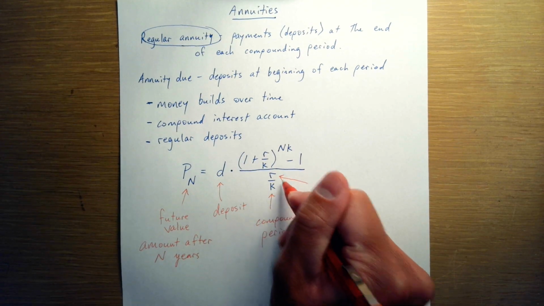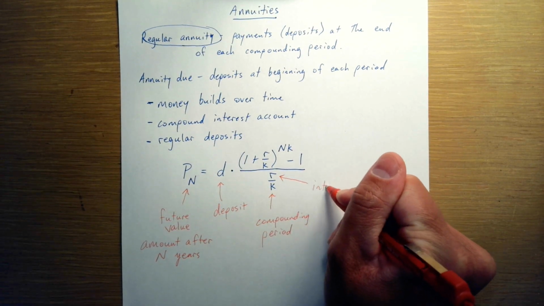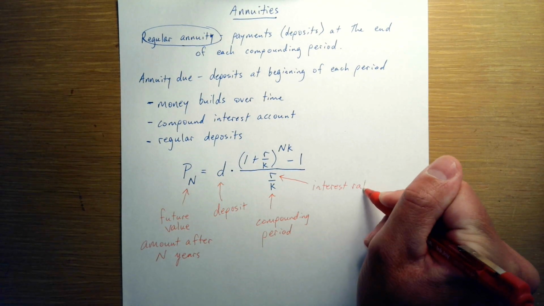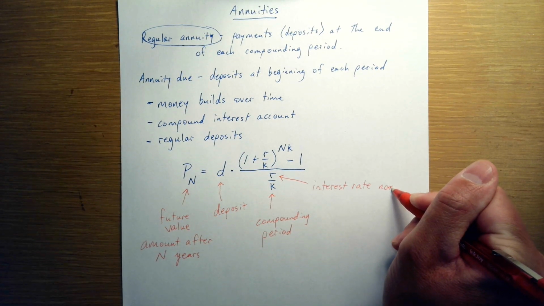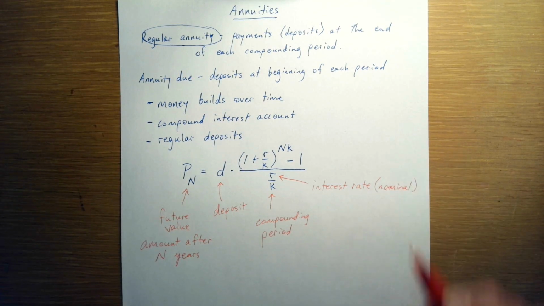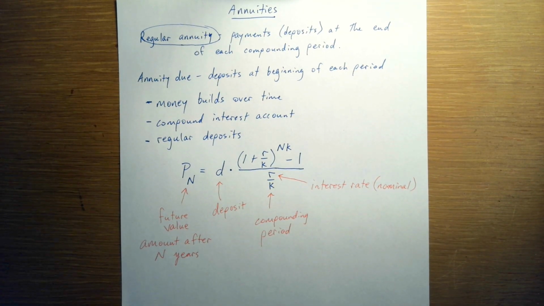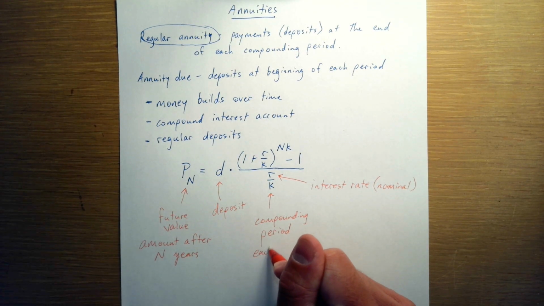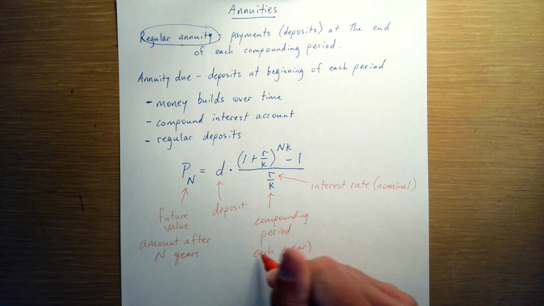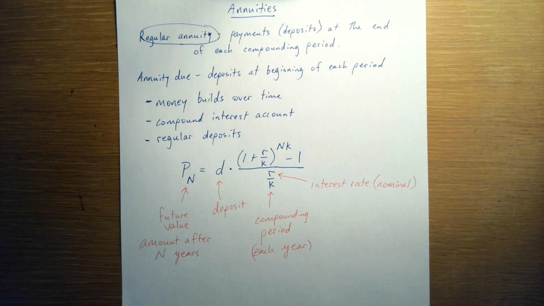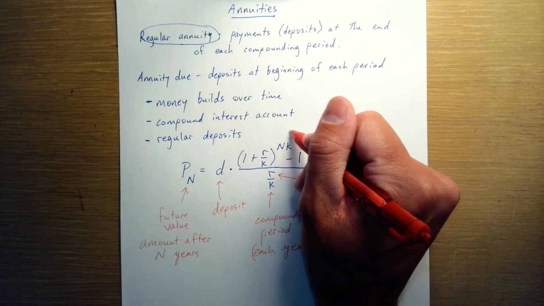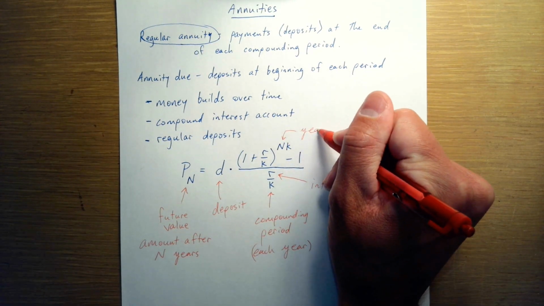And R is the interest rate, and it's what we call the nominal rate, which means it's the rate given for the account, and then that interest rate is broken up into k different compounding periods. I should mention here the compounding period is however many that you have in each year. So like let's say you compound monthly, then k would be 12. Let's say you compound daily, it would be 365. And then this capital N up here at the top, this is the number of years.